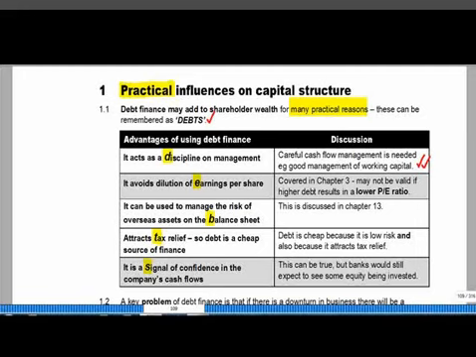If you use debt instead of a rights issue, as we saw in chapter 3, it can make your earnings per share look better. And that can result in a higher share price. But you have to be a little bit careful here, because if you take on too much debt, your price to earnings ratio can go down, and that might mean that your share price does not go up if you use debt finance.